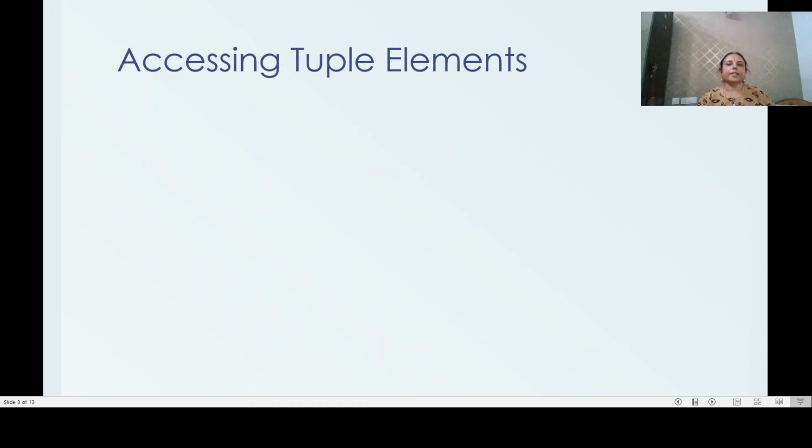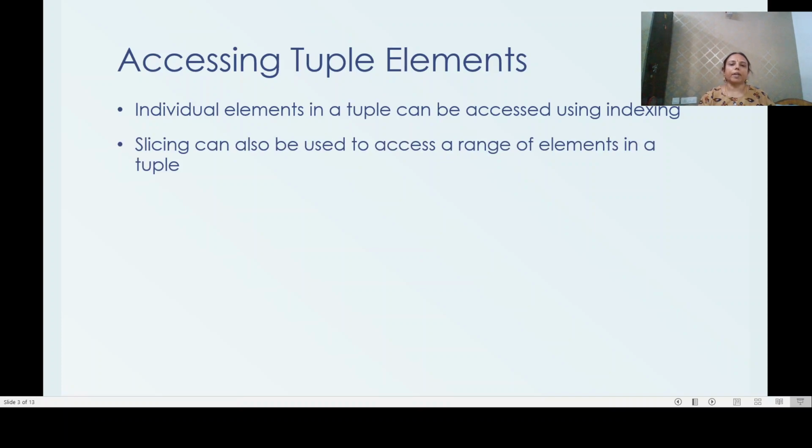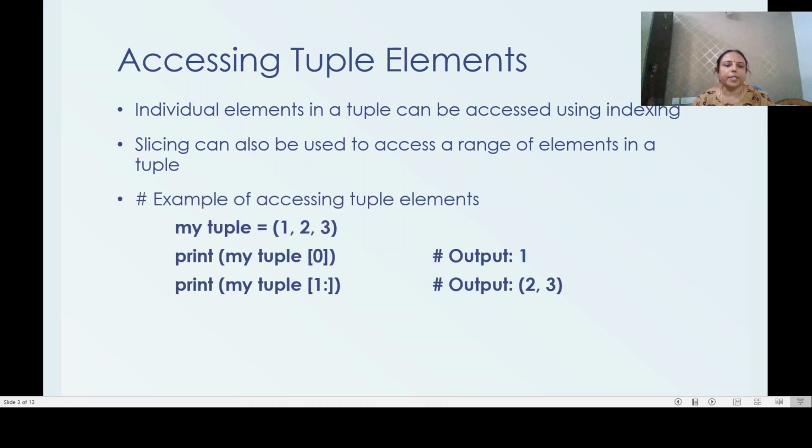Now, how do you access the elements in the tuple? Individual elements you can access using indexing, and if you want to access a range of elements, you can go for slicing. If you want to access a single element, use indexing. If you want to access a sequence of elements, then you can go for slicing. So this is an example.